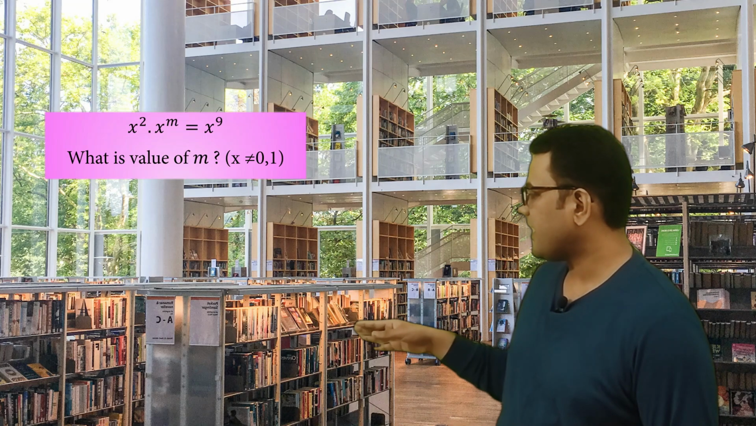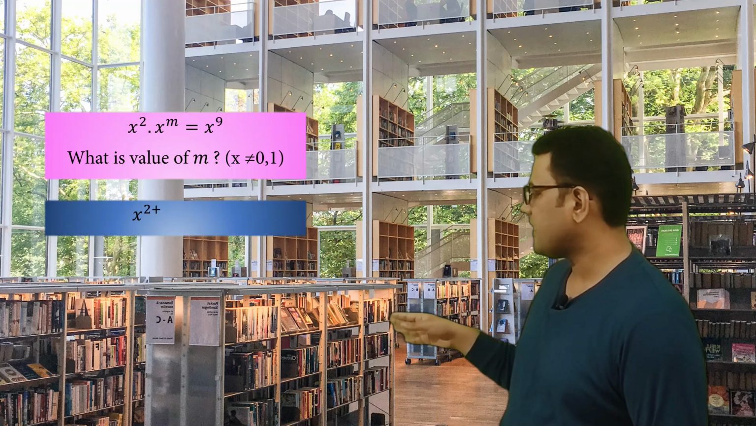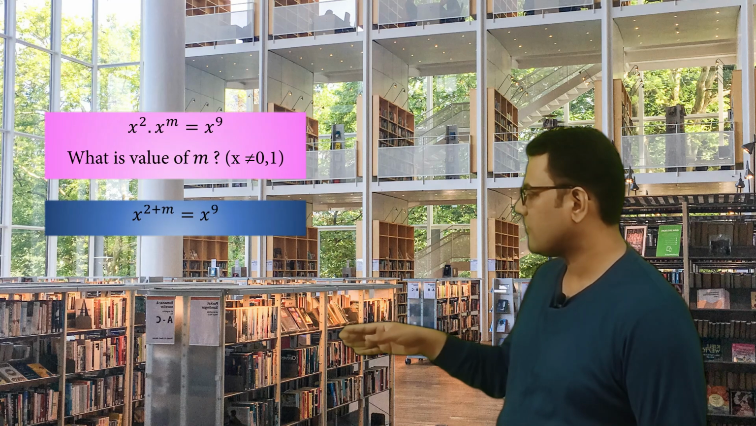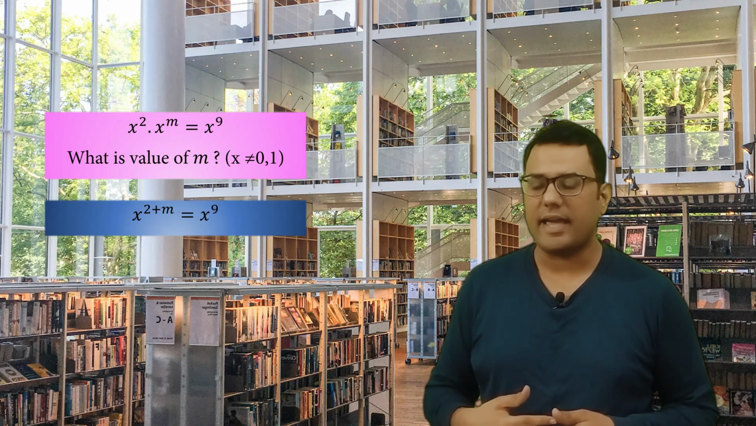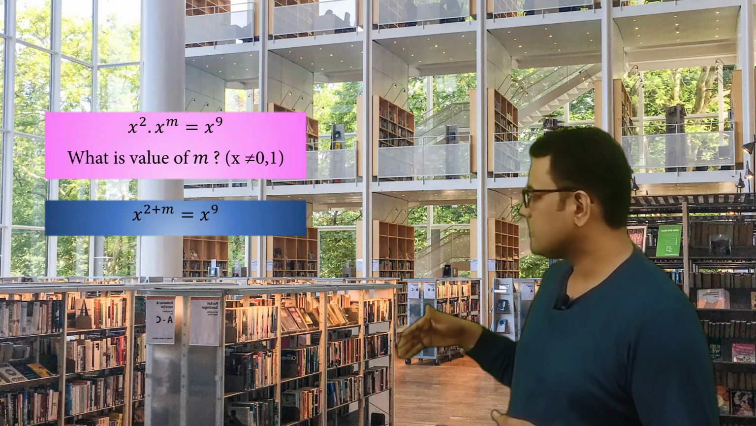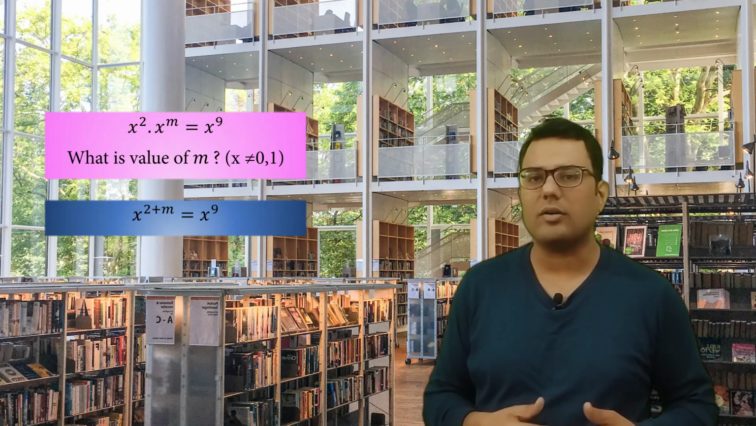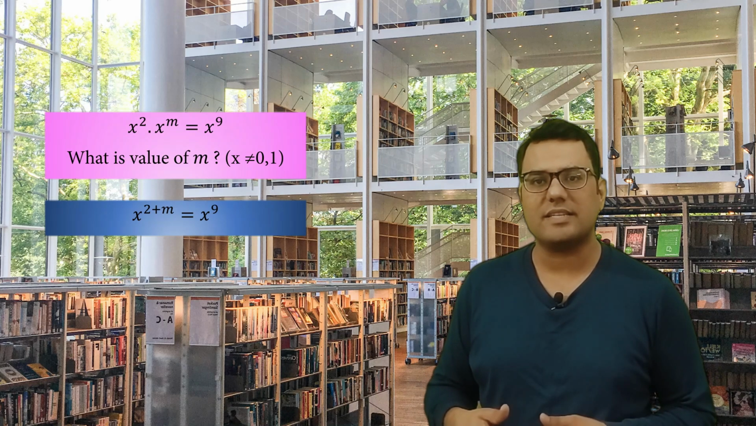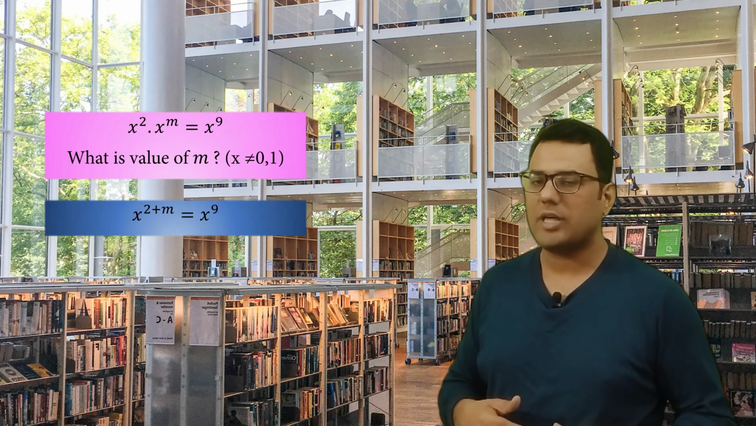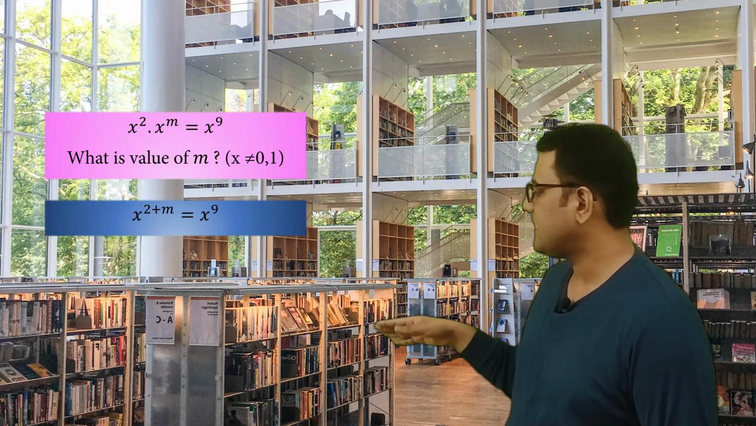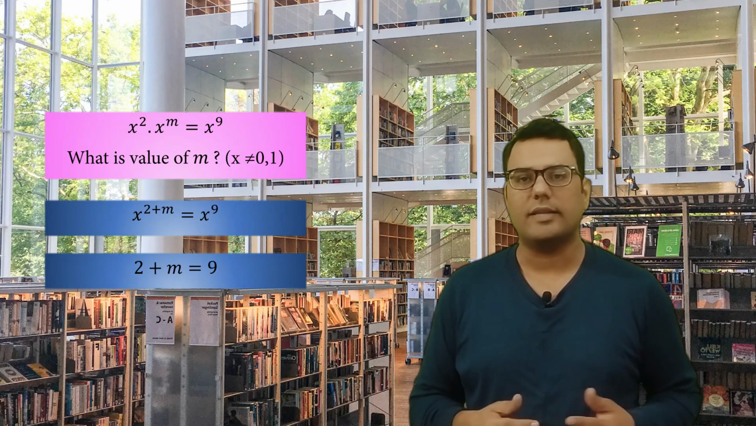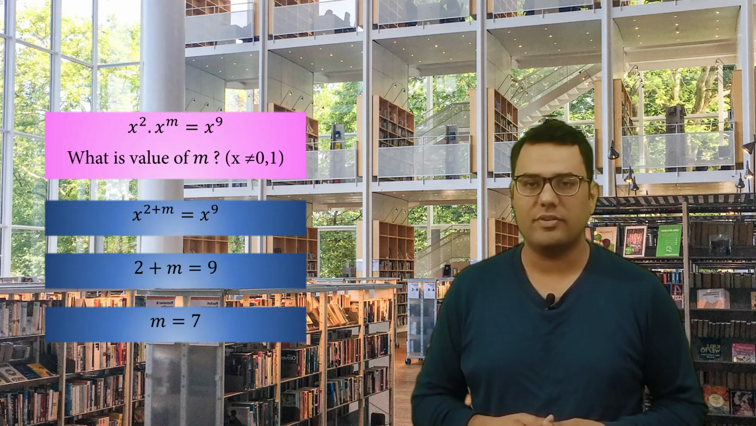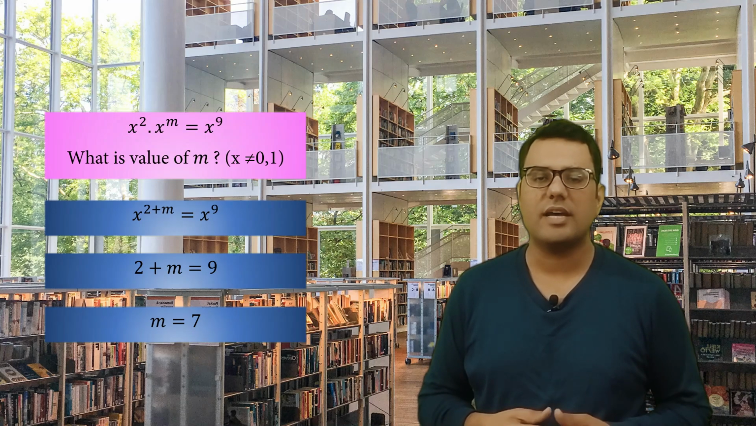Now on the left hand side, I can further simplify it and write it as x raised to the power 2 plus m equals x raised to the power 9. Now what I have done is that I have kind of solved this equation. How? Because I have just ensured that the bases are same. Now bases are same, then exponents too should be same. So now I can say that 2 plus m equals 9, or then m is nothing but 7. So that's how you can solve equations in which exponents are there.